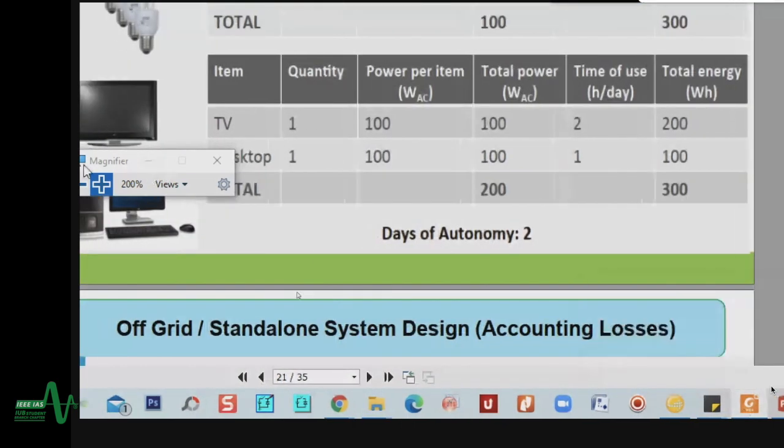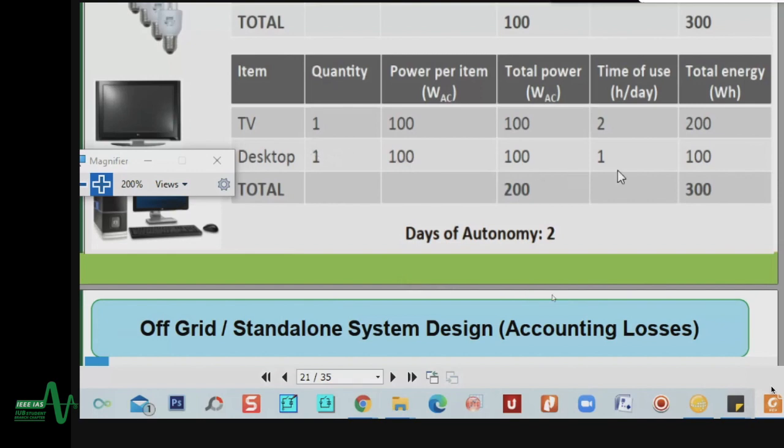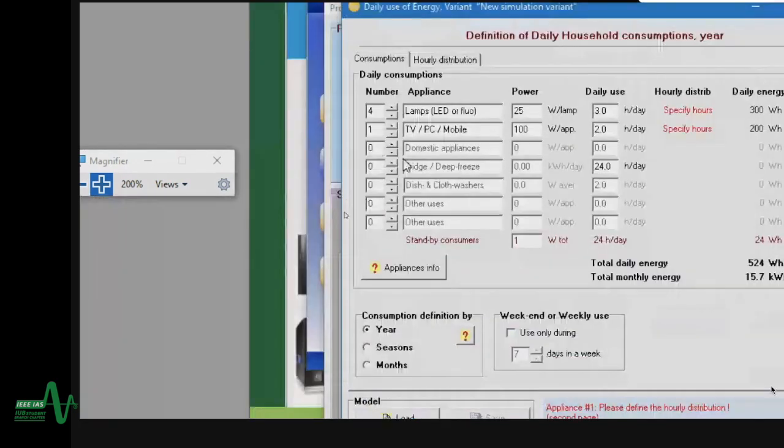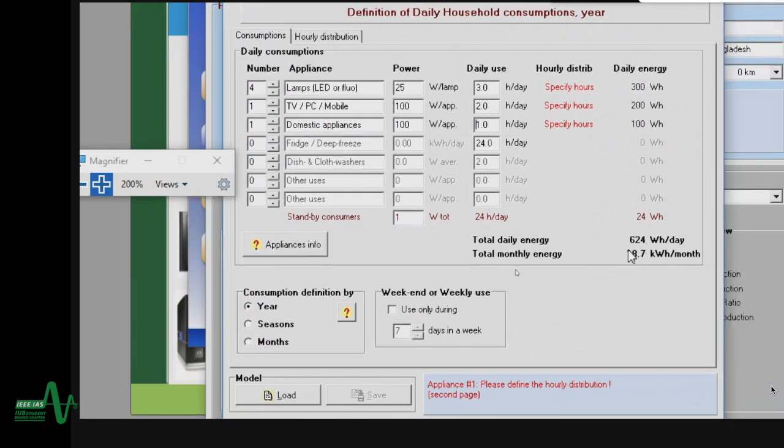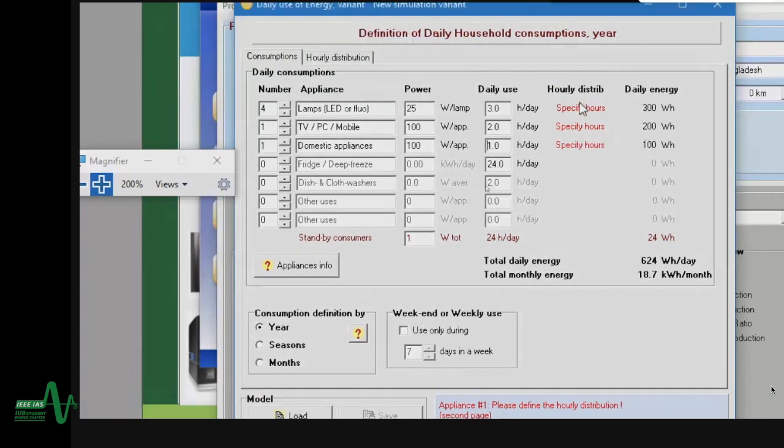very good. And then another one was desktop, which was also 100 watt. Fine. There are no other options for desktop, so I am considering it as domestic appliances. No worries, you may rename it. I don't want to specify some time, and it was for 1 hour. Now you can see it's automatically calculated how much energy in watt hour is required. Total daily energy required is 624. Monthly energy is 18.7 kilowatt hour.